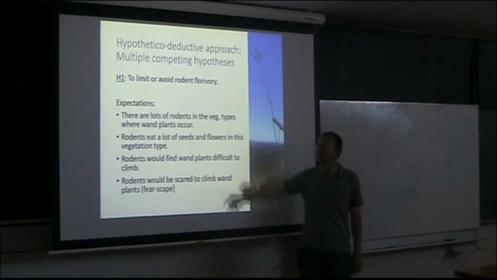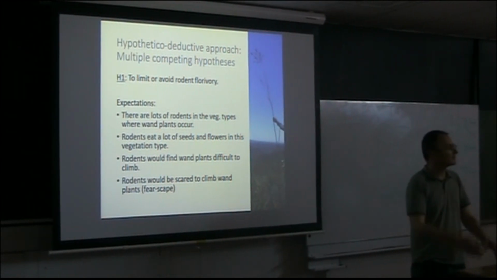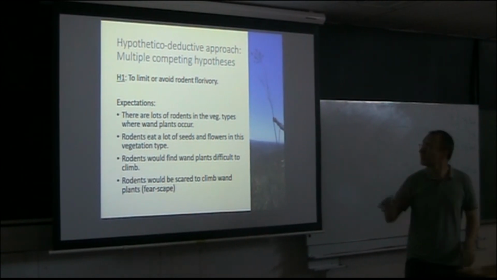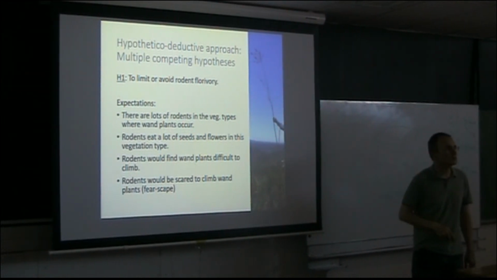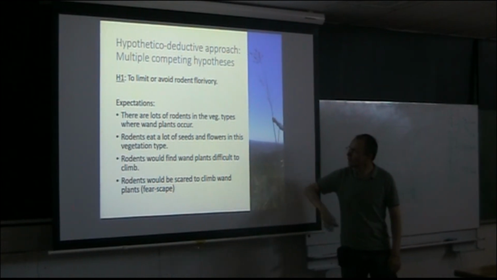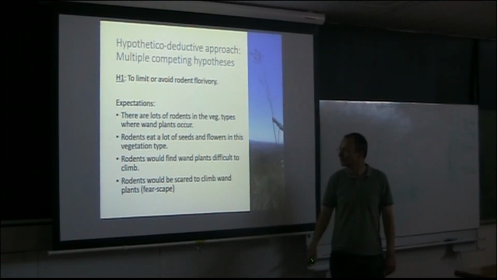Rodents eat a lot of these seeds and flowers, so we can go and conduct tests. We can put out flowers and see how rapidly they're eaten. We can take some of these flowers, drop them to the ground and monitor them with camera traps. Rodents would find the plant difficult to climb, or we've shown that they don't find it difficult to climb.